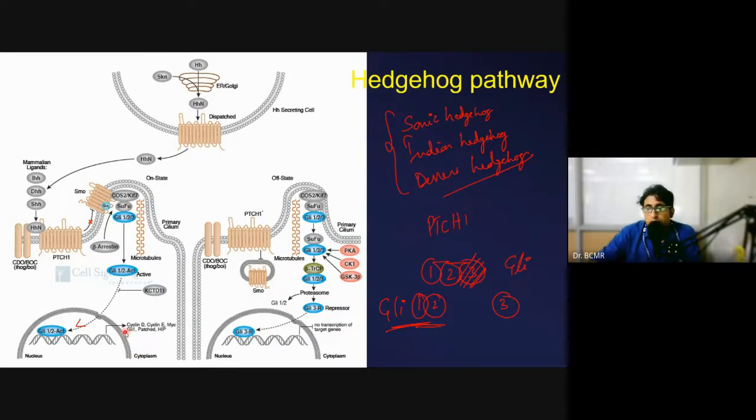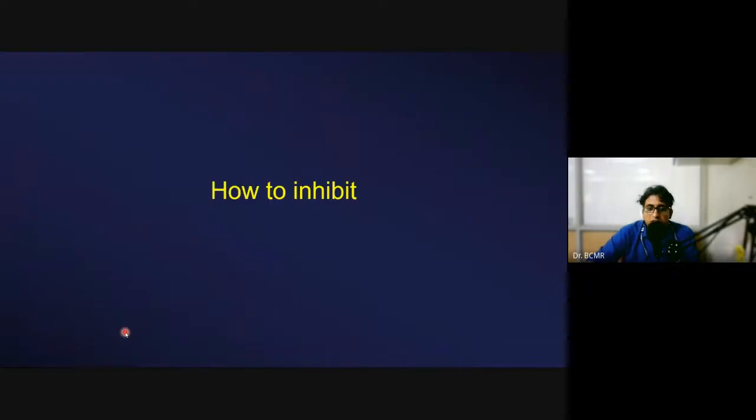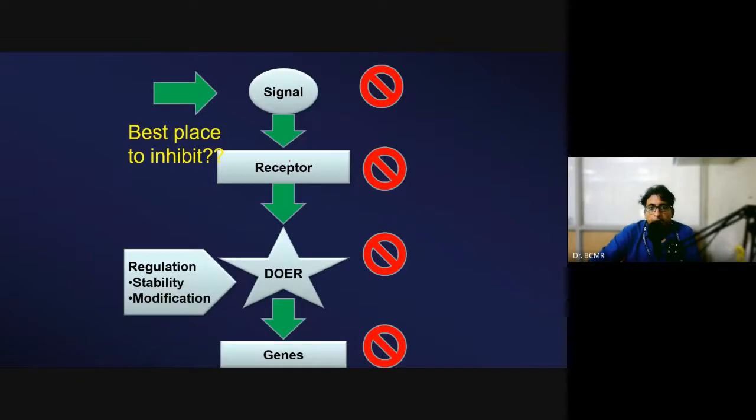So we have learned these three different cell signaling pathways, and the idea is to know how we can probably interfere. We are learning this as a part of cancer stem cells. So we would want to know if there is a way to specifically inhibit these particular signaling pathways so that we can control the cancer stem cells. So the question is, we have 4 places: signal, receptor, doer, and then the genes. Which one is likely the best place?